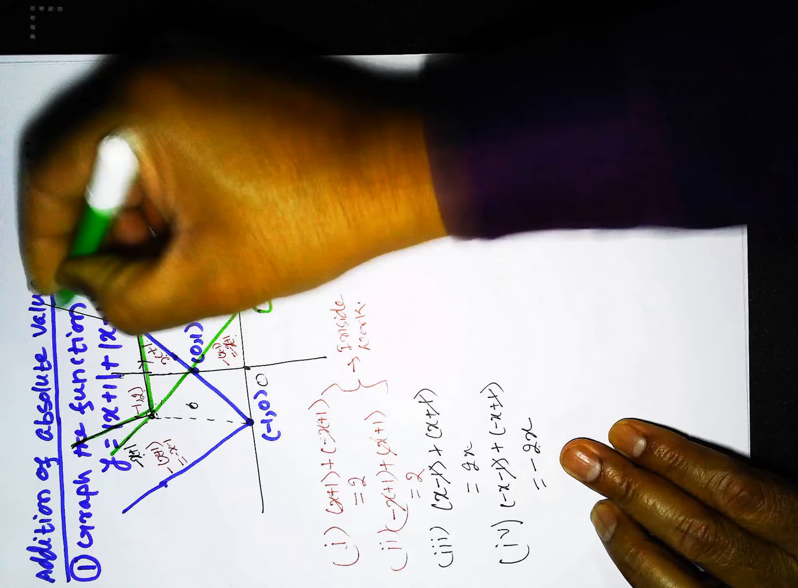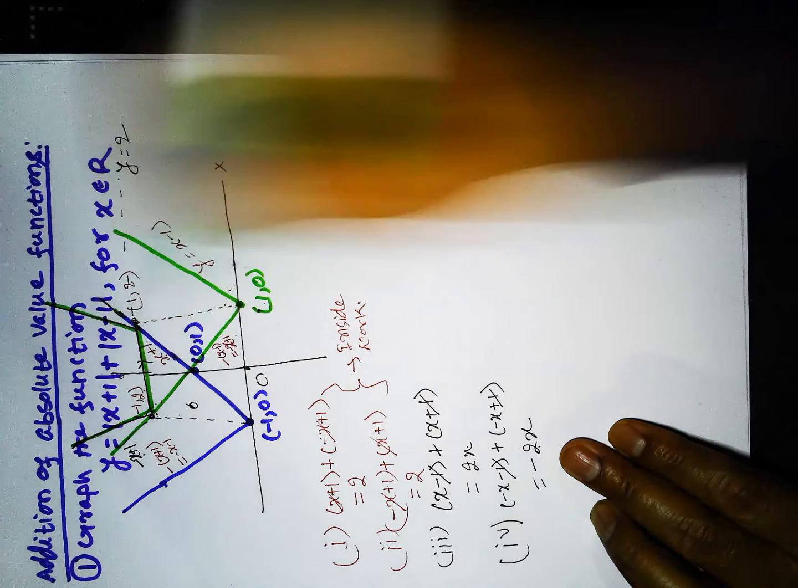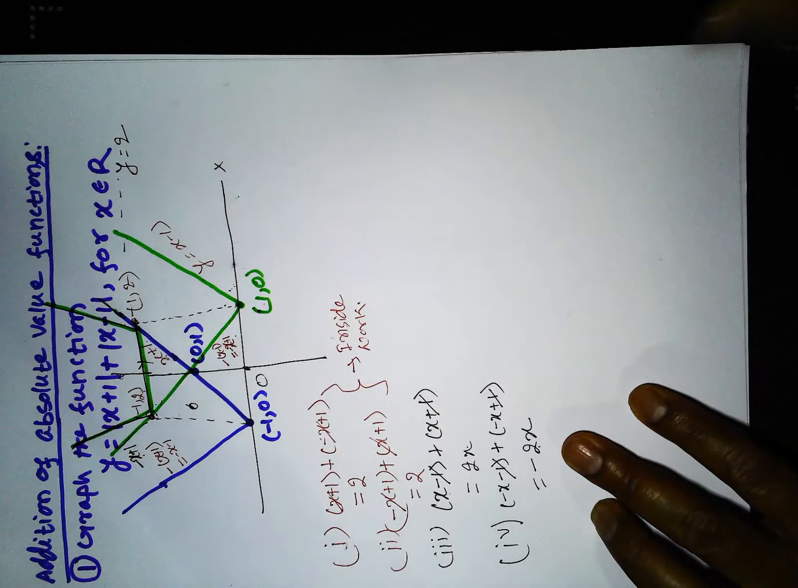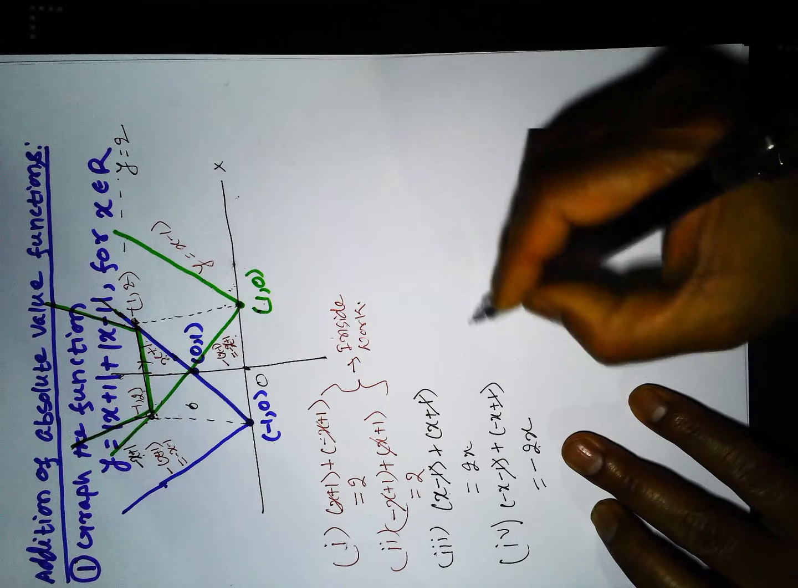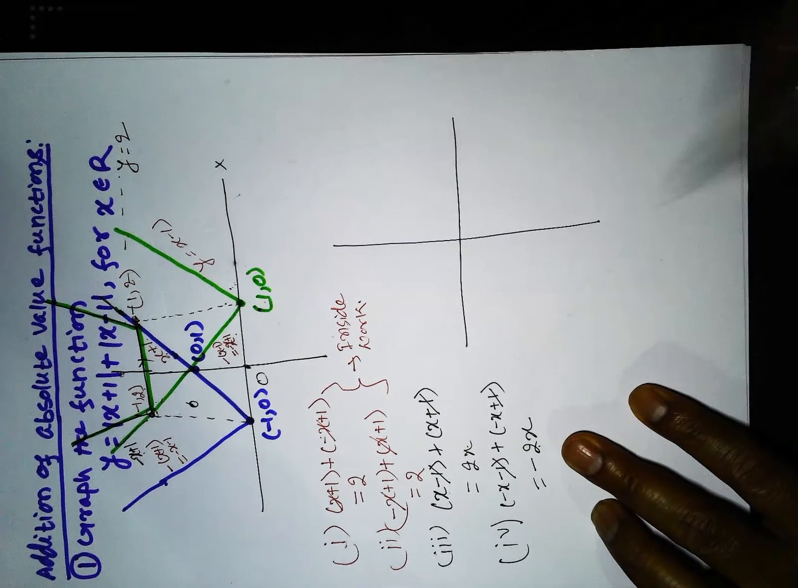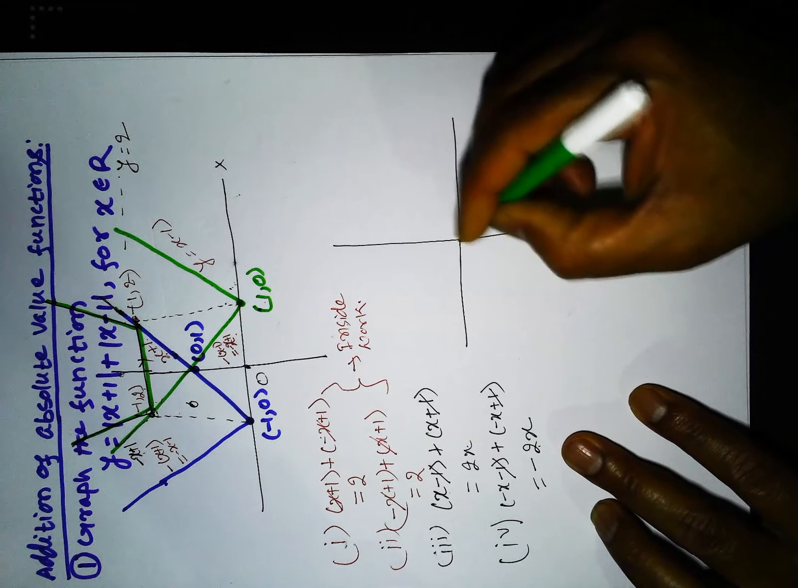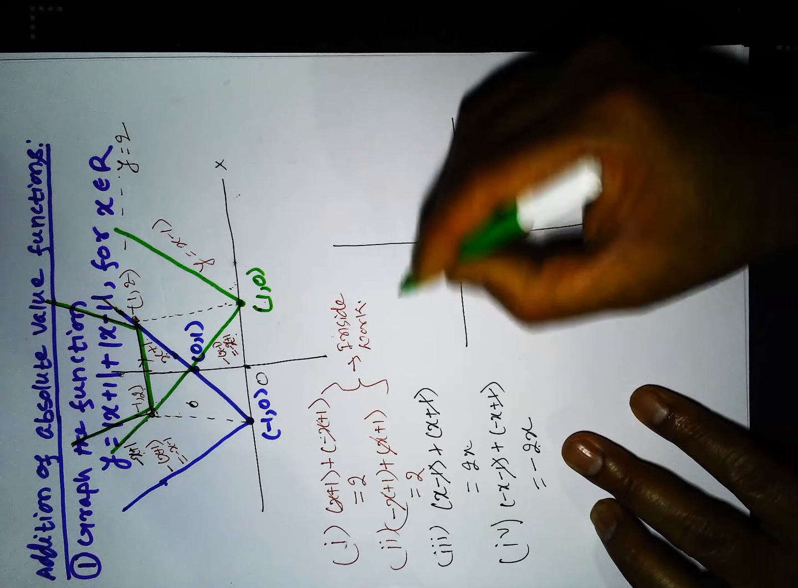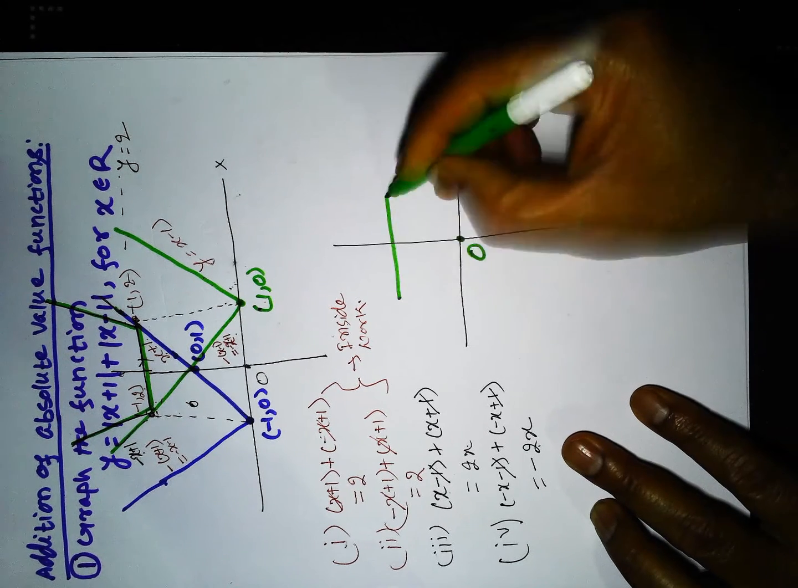So this is the final graph for our equation. Let me draw the final graph that we have got from here. Okay, so you can see this is 0, and our graph was like this.